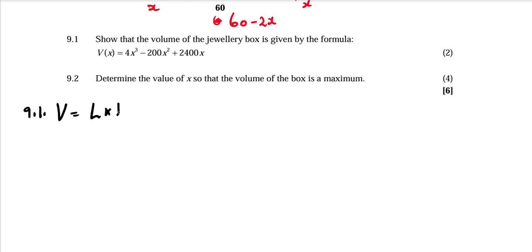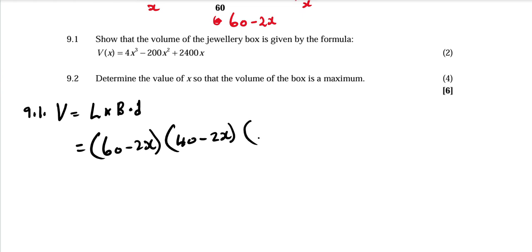Length multiplied by B multiplied by that D, so-called depth. We say that our length will be 60 minus 2X, since they remove the X there. And then our B, we're gonna have 40 minus 2X. And then here is our D. Our D is X. Do you get me?